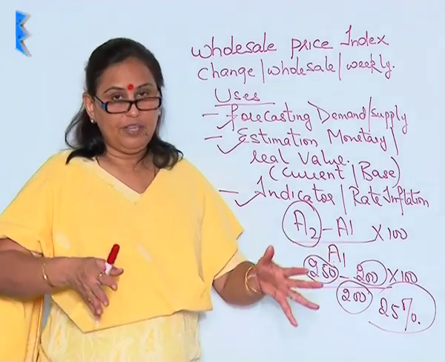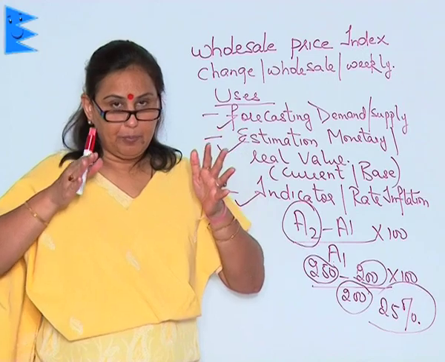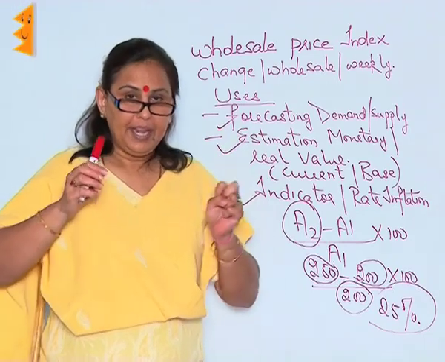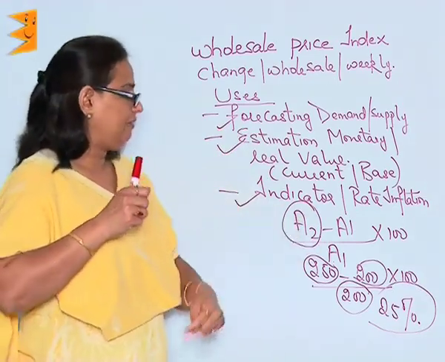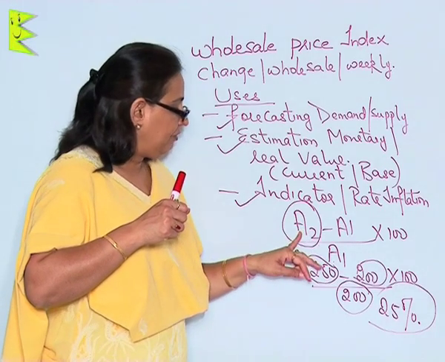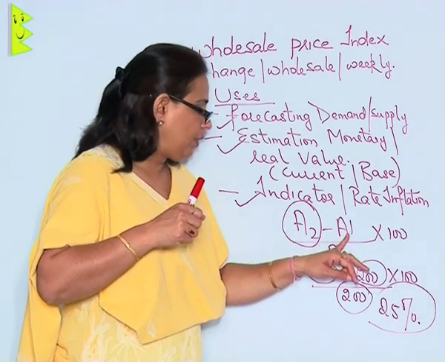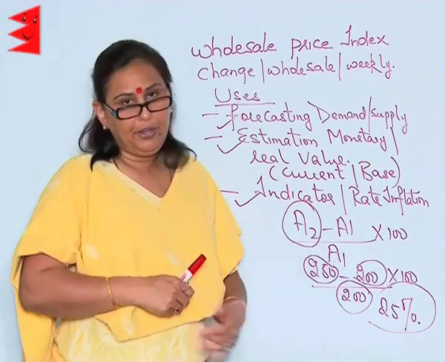So, inflation, that is the rise in the prices of the commodities, is calculated by the rate of inflation, which is week 2 minus week 1 upon week 1 into 100.